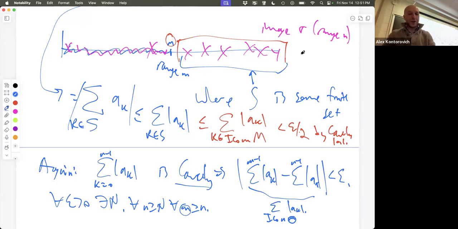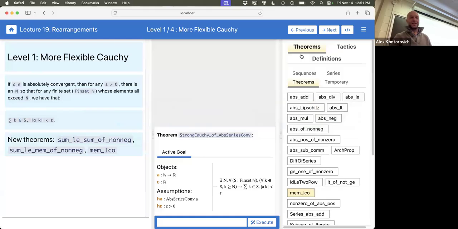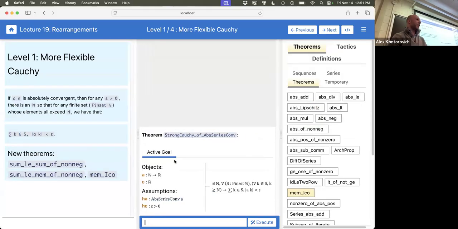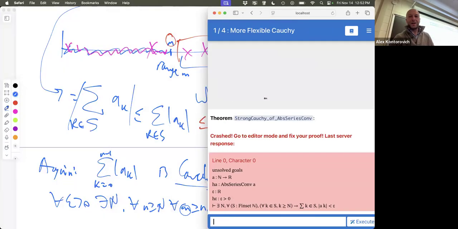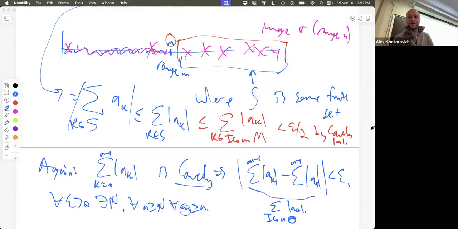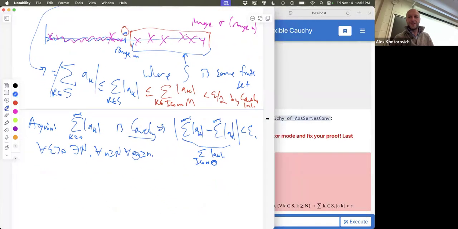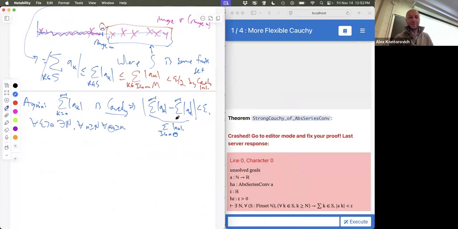Okay. So now let's look at what the first task is. The first task is, if we have a series, I want a more flexible version of Cauchy. We have a series that's absolutely convergent, and we're given a positive epsilon. My claim is that there's an N so that anytime you have a finite subset of the natural numbers, can you guys see this? Should I make it a little bigger? Yeah, a little bigger. How's that? Better? Let me write it as we talk about it.